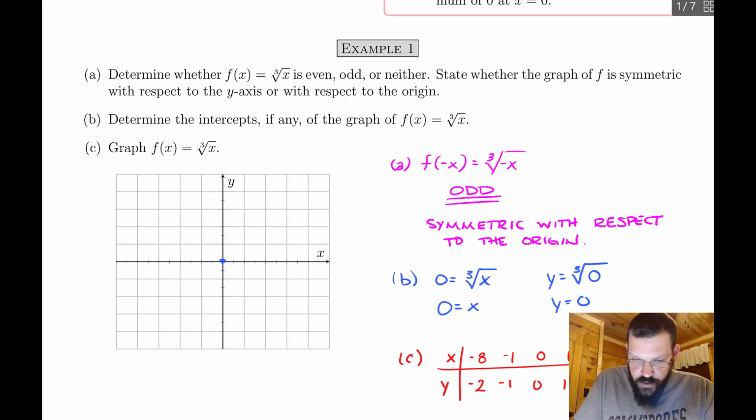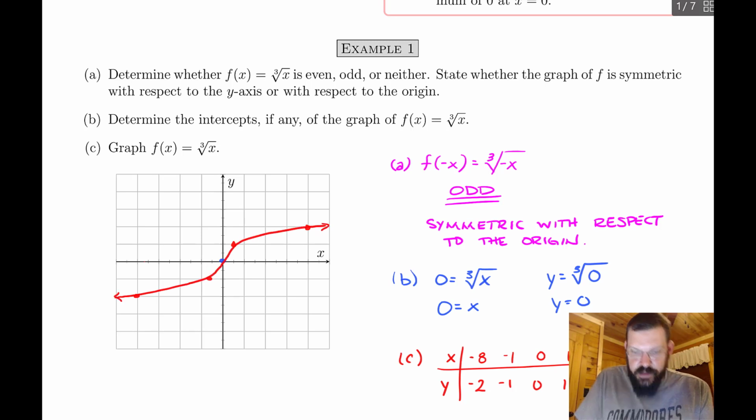So at -8, our value is -2. At -1, our value is -1. At 1, it is going to be 1. And then at +8, 2, 4, 6, 8, it's 2. So we get this graph right here.